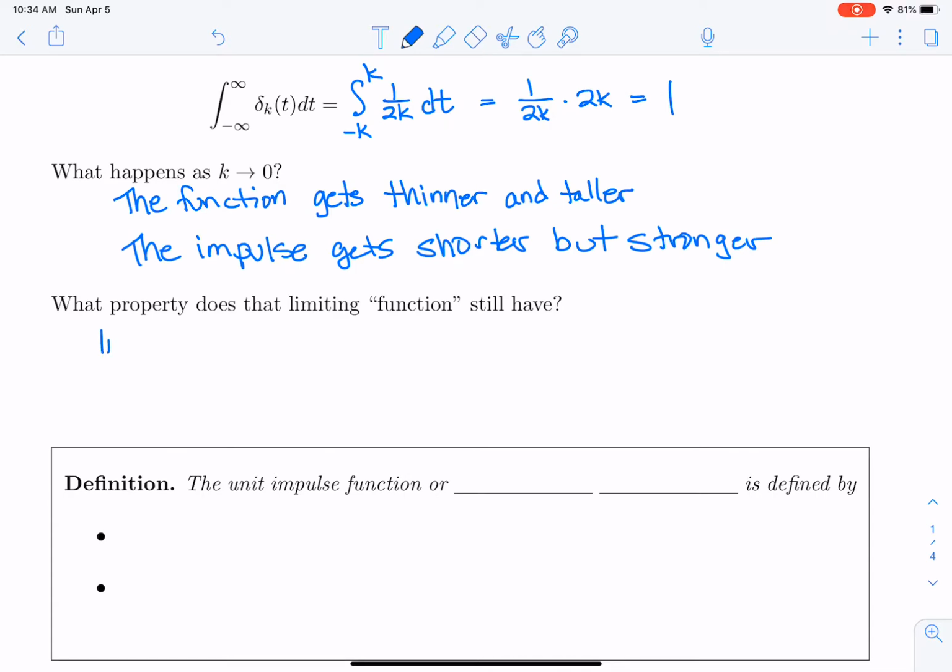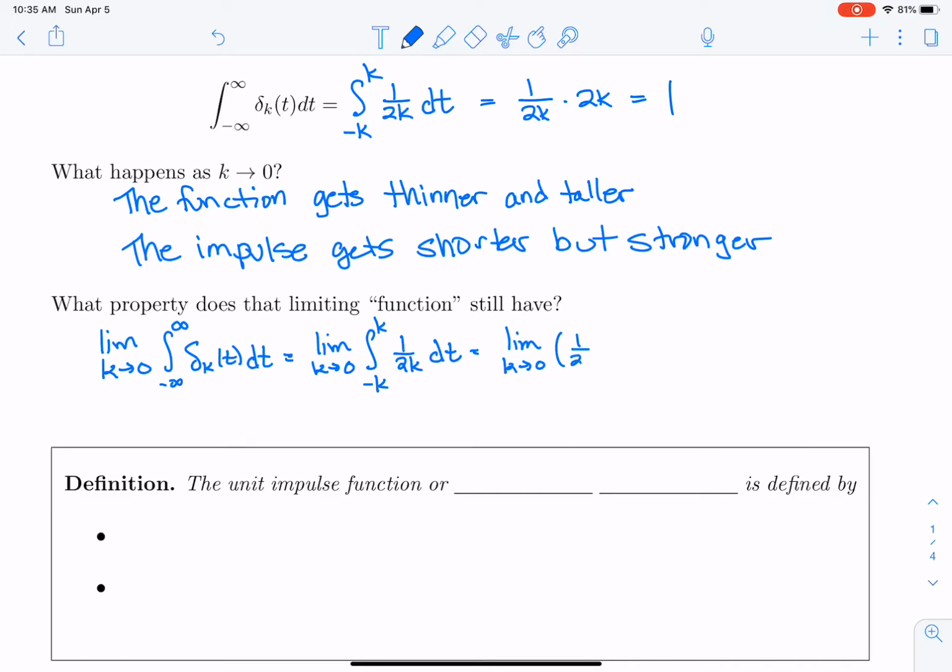Well, we can look at the limit as k goes to 0 of the integral from minus infinity to infinity of delta sub k of t dt. And we'll notice that that's the limit as k goes to 0 of the integral from minus k to k of delta sub k, which is 1 over 2k dt. But that's the limit as k goes to 0, as we saw before, of 1 over 2k times 2k. So that's the limit as k goes to 0 of 1. So that integral would be 1. So the limiting function still has an integral of 1.